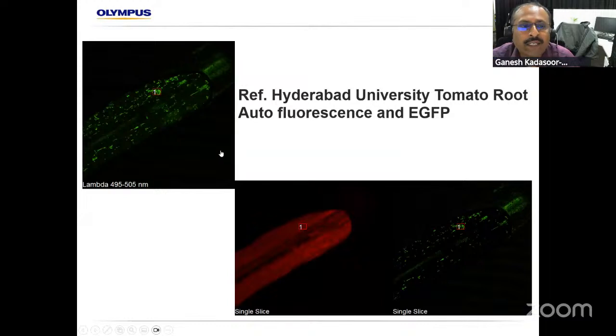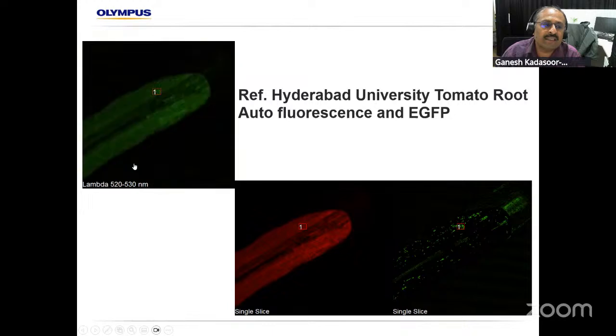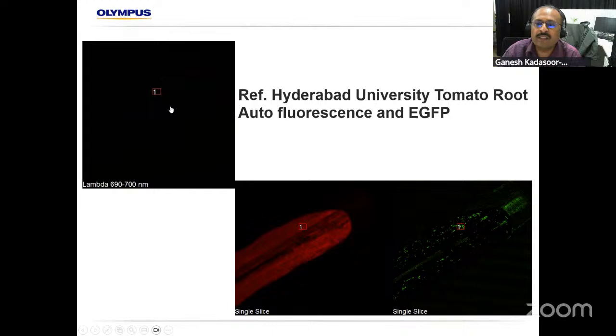So here there is a tomato root tip. The tomato being a plant, it is known to give you a lot of autofluorescence, but this autofluorescence will have a different wavelength compared to the fluorescence of the GFP. So in this case, you can see two different signals here. One is a complete green background, which is your autofluorescence. The other one is the GFP. A technique called spectral unmixing or spectral fingerprinting helps us to separate the autofluorescence and the GFP, which gives us an idea from which part of the tomato root tip the GFP is being synthesized.